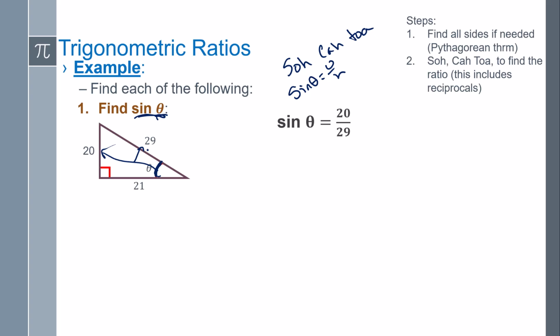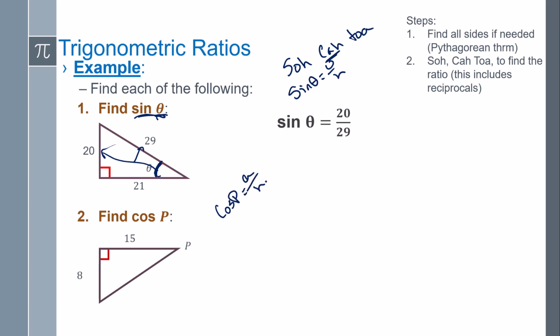Now we're not solving for anything, right? That's going to be the next step. We're just finding the ratio. So same thing here, we have cosine. Now, I know that with SOHCAHTOA, my cosine of P is going to be adjacent over hypotenuse. Well, my adjacent is 15, but I don't have my hypotenuse.